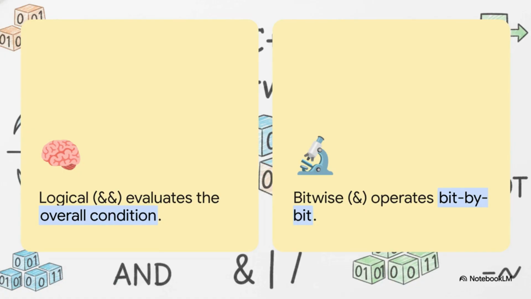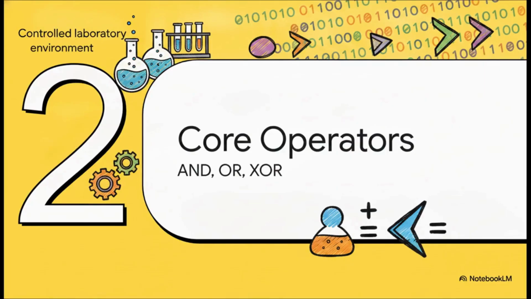If you look at the logical double ampersand, it's checking high-level conditions. It looks at a whole statement and basically asks, hey, is this entire thing true or is it false? But the bitwise single ampersand, that operator pops the hood of your variables. It doesn't care about the high-level stuff. It gets its hands dirty by looking at the actual, raw ones and zeros that make up your data, comparing them bit by bit.